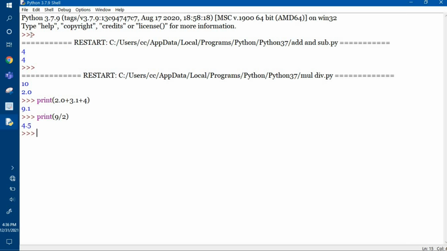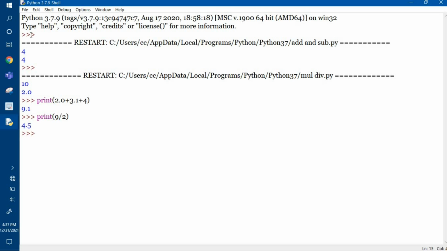A float can be added to an integer or subtracted with an integer or multiplied with any integer, because Python silently converts the integer to a floating point number. Now next operation that we are going to perform is exponentiation. Exponentiation in the sense we say raised to the power of.